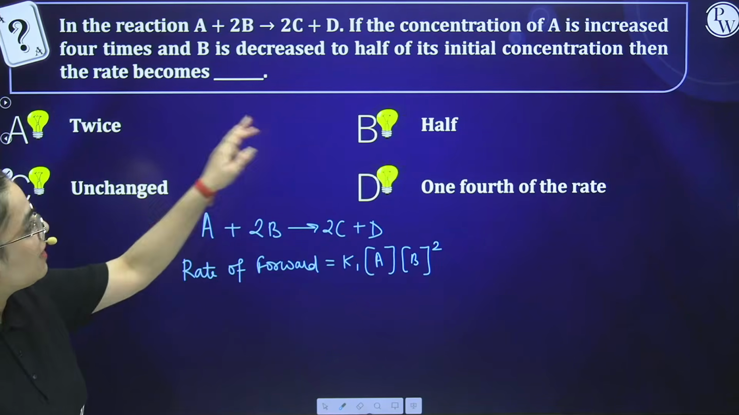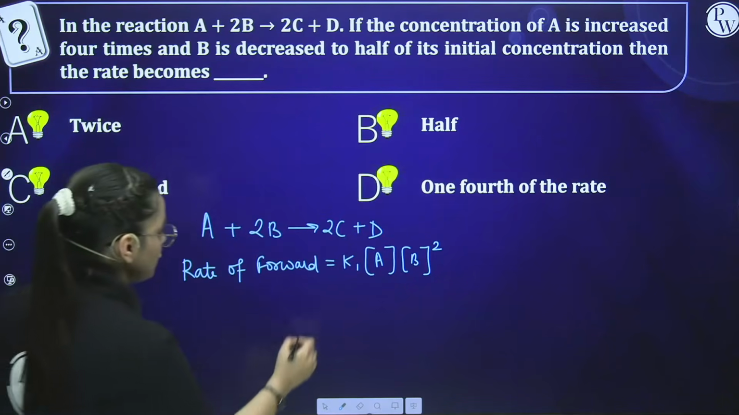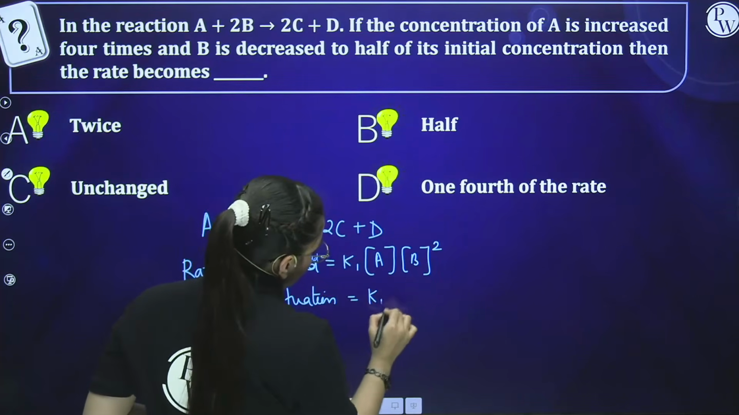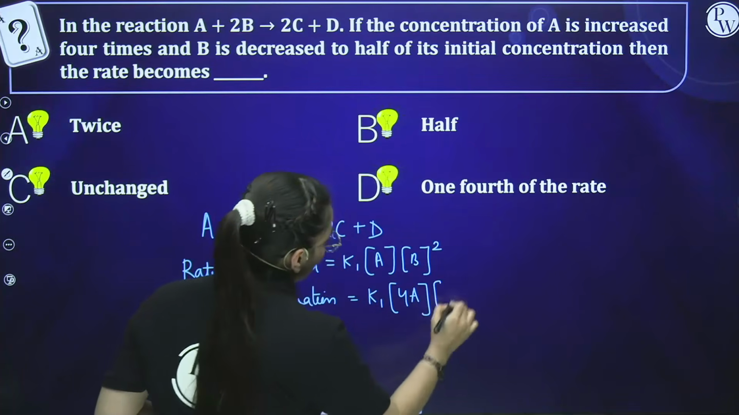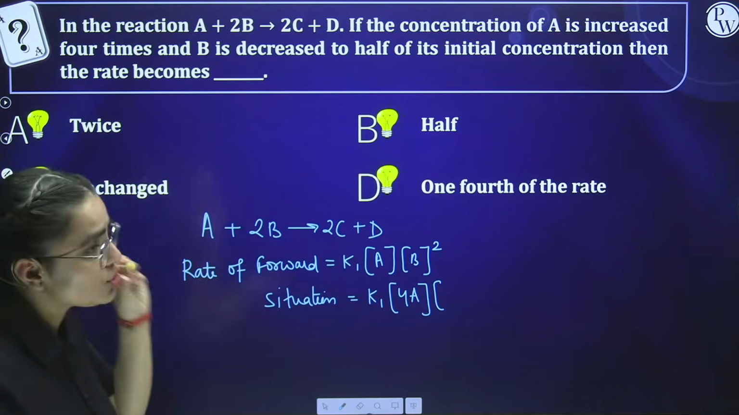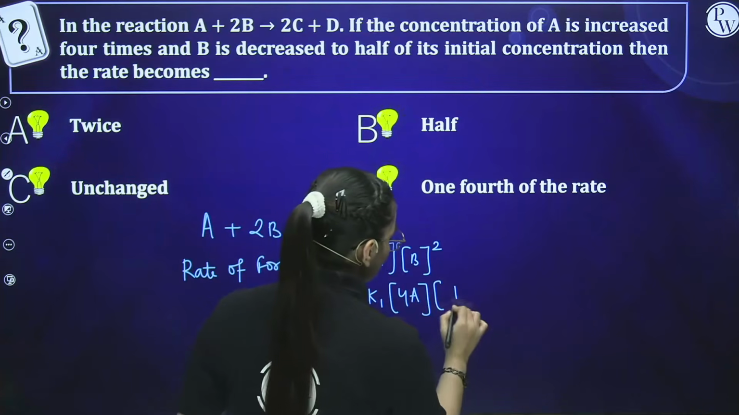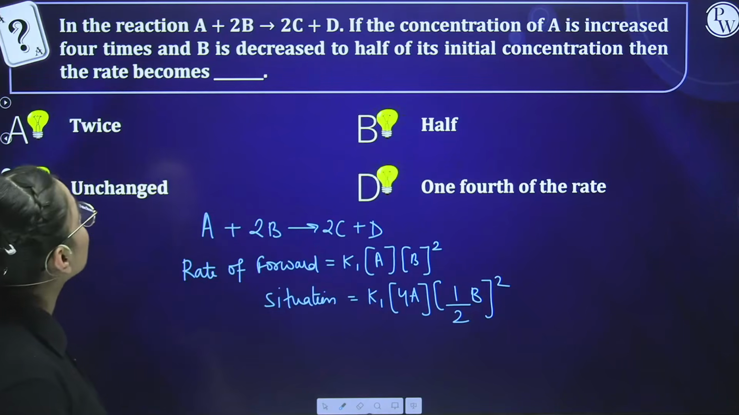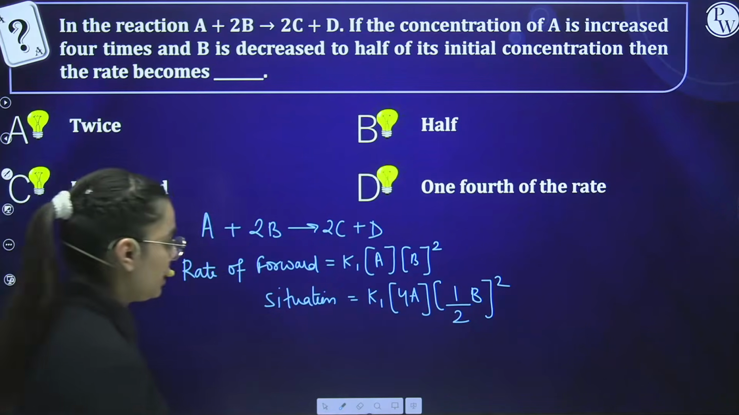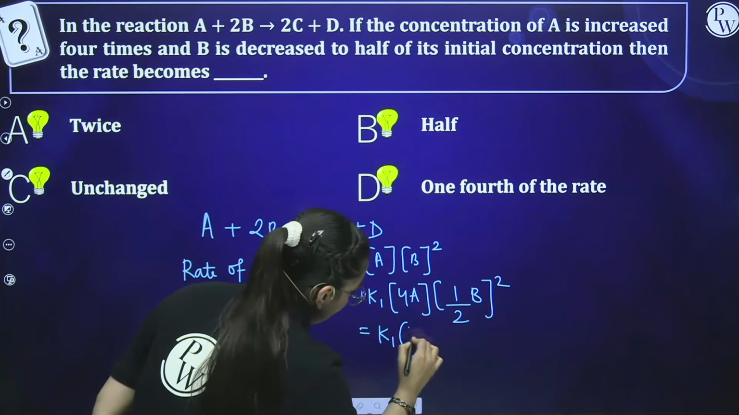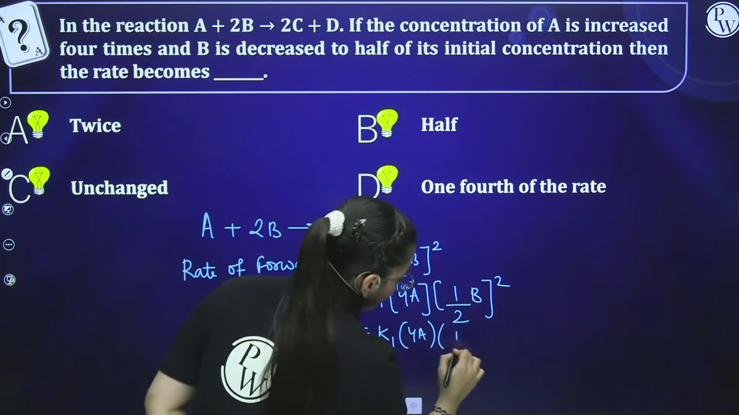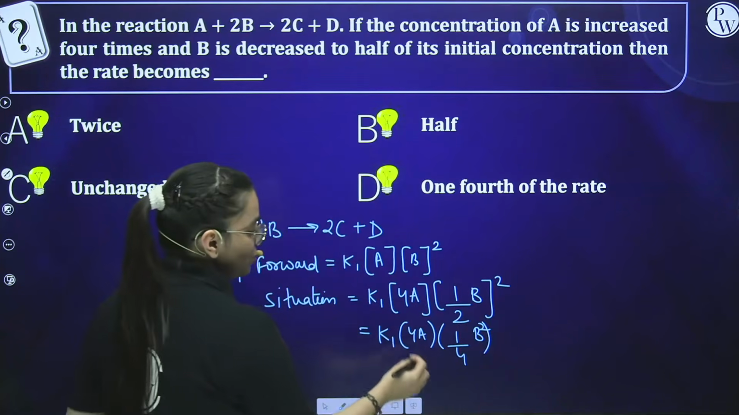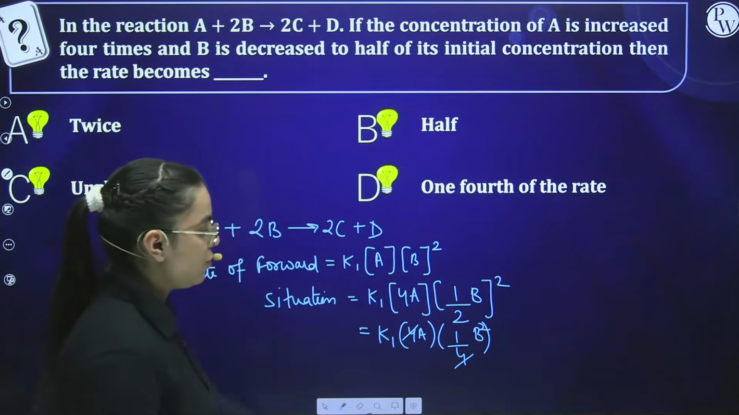They are saying now, if the concentration of A is increased 4 times. Now comes the situation part. If the concentration of A becomes 4 times, that means 4A, and the concentration of B is decreased to half of the initial concentration. Initially it was 1, so half will be 1 by 2 of B. Now what will be the value of rate? Let us see over here. K1 into 4A, and 1 by 2 square is 1 by 4, B square will also come because B is also squared. 4 and 4 will be cancelled out.